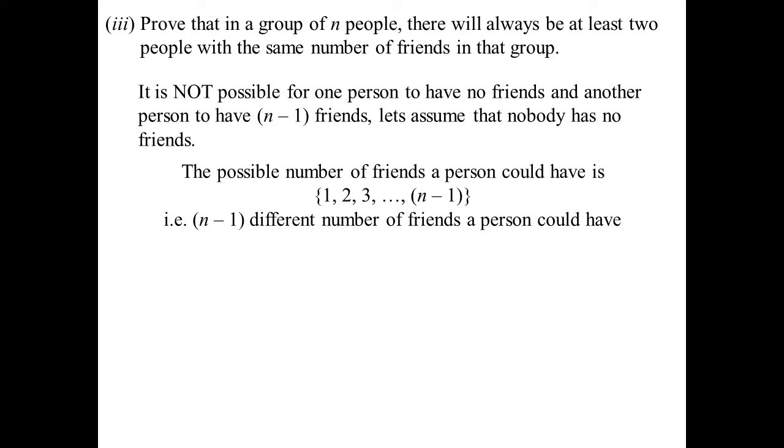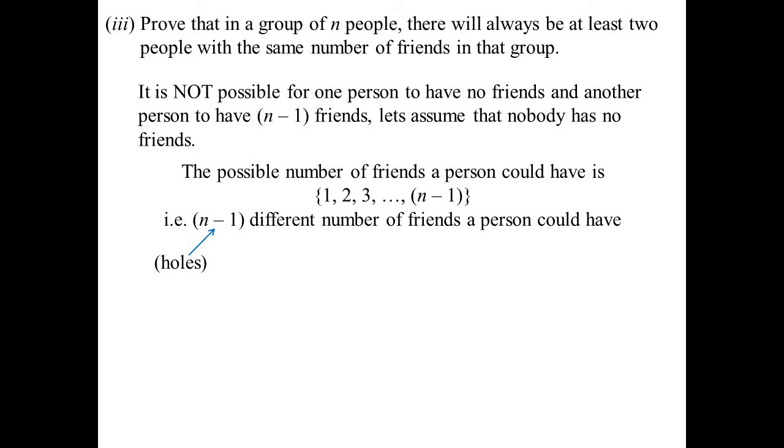The possible number of friends they could have would be then 1, 2, 3, up to n-1. So there's n-1 different number of friends a person could have. But there's n people. Right? So the number of friends will be like our pigeonholes. We can grab the person and say, well, how many friends have you got? Oh, 5. You go in the pigeonhole that has 5.